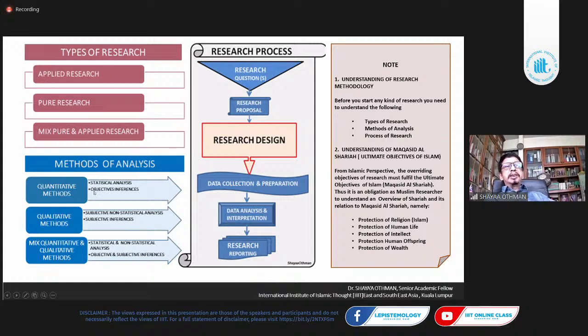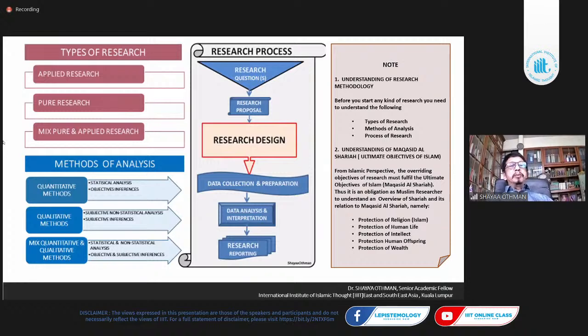And the methods of analysis: the quantitative method, which is basically statistical analysis, very mathematical in a sense, and the inferences you make from this analysis are very objective, because they are based on statistical data analysis. And of course, the other one is qualitative research. It's basically very subjective, non-statistical analysis, and the inference you make is mostly subjective in that sense.